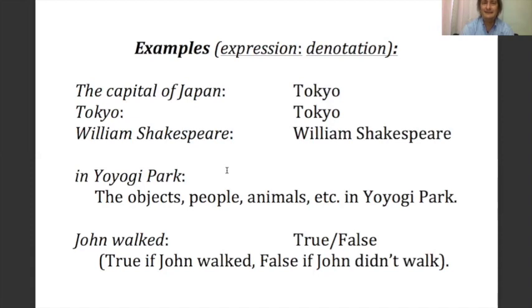Now, in the case of names, we might be able to get away with saying that the denotation simply is the meaning. In the case of a definite description, like the capital of Japan, that clearly doesn't seem right. There seems to be something more to how we got to that denotation that counts as meaning. And in the case of in Yoyogi Park and in the case of John walked, what we give seems very remote from our intuitive notion of meaning.